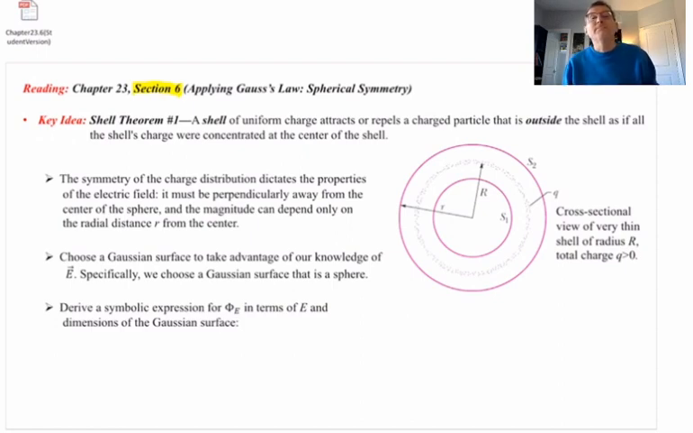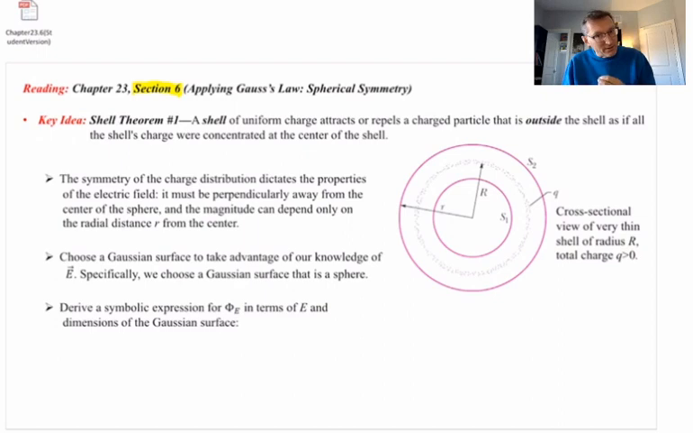I mentioned at the beginning of section 4 that one of the main reasons we find Gauss's law useful, I won't say the only reason, is that if we have a charge distribution with so much symmetry that we can deduce the direction of the electric field produced, then we can choose a Gaussian surface that mimics the symmetry of the electric field. And when we apply Gauss's law, we'll be able to get a simple formula for E, the electric field.